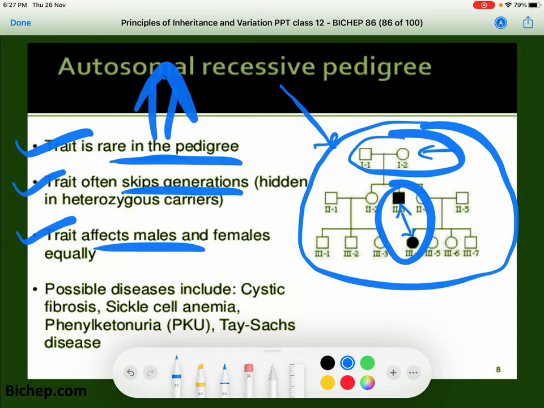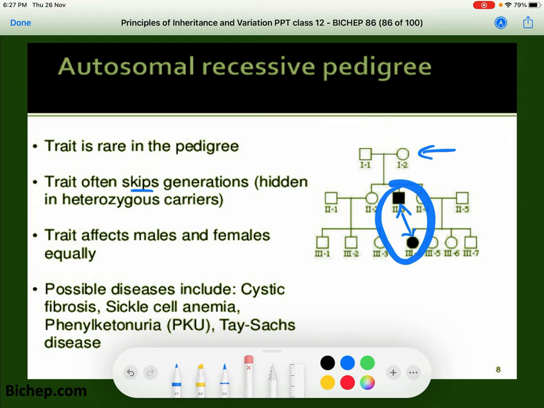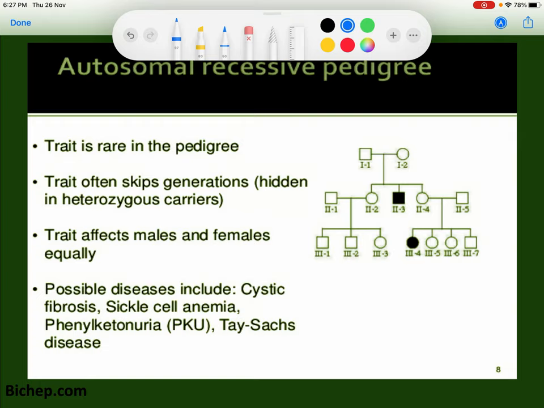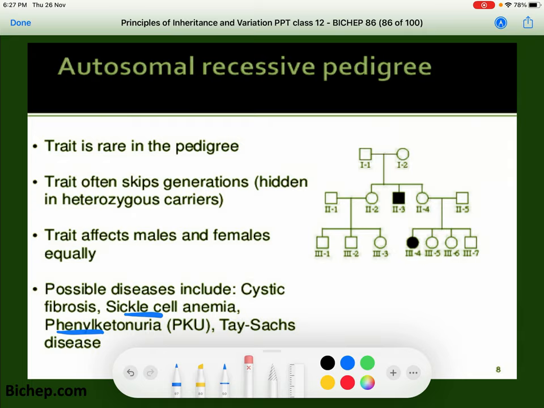Ready? Now, examples of it. Possible diseases include cystic fibrosis, sickle cell anemia, phenylketonuria, and Tay-Sachs disease. Right? Fine. So, these are a few examples of it. Please take the screenshot of this slide.